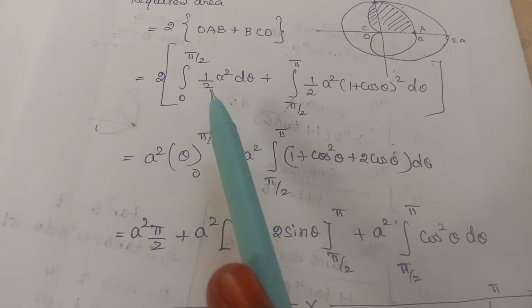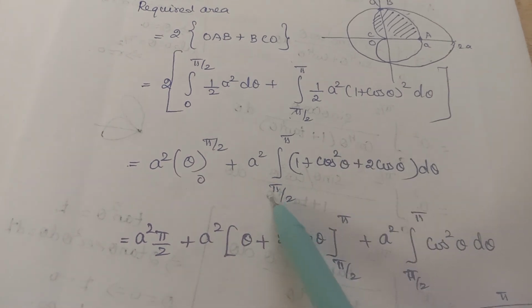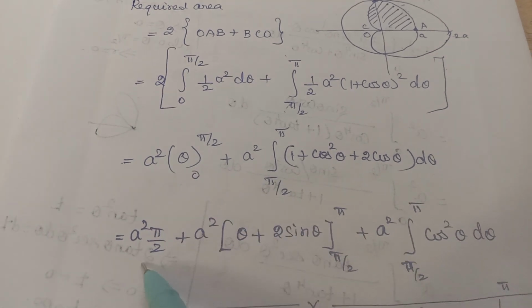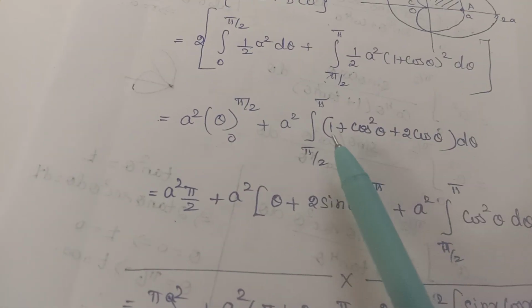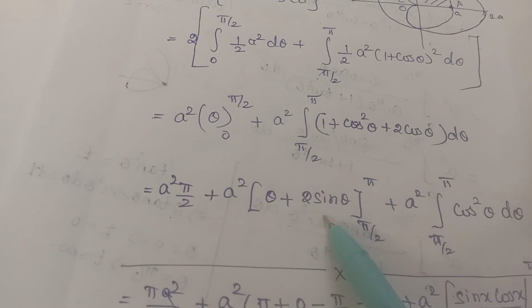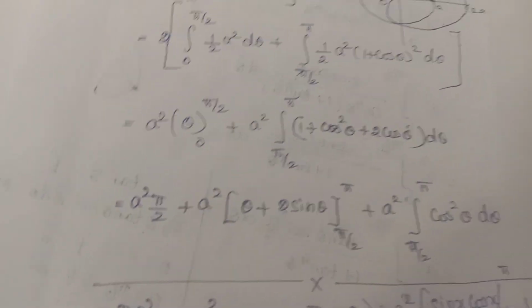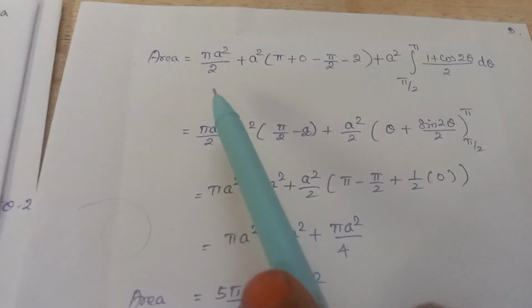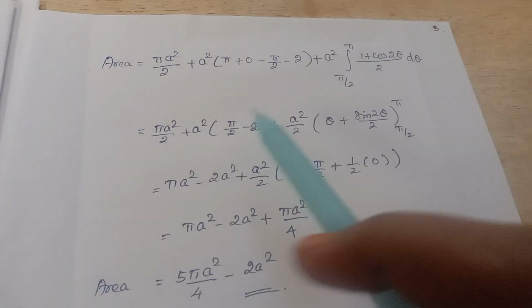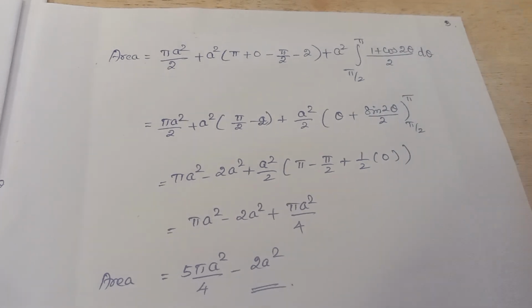Now the integration of the first one will give you a square into theta within the limit 0 to pi by 2, and here a square into, expand this, 1 plus cos square theta plus 2 cos theta d theta. So this is simply a square pi by 2, and here a square into integration of 1 is theta and integration of 2 cos theta will become 2 sin theta. This term I am keeping it aside for doing integration. So if you apply the limits for the first term, we will get pi a square by 2 plus a square into pi plus 0 minus pi by 2 minus 2 plus that cos square theta can be written as 1 plus cos 2 theta by 2.